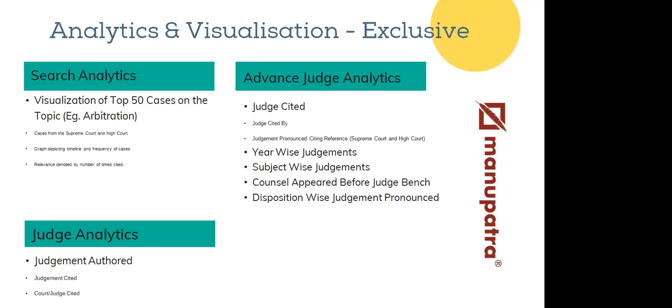disposition-wise judgments. Is he in the habit of disposing of most of the appeals? Does he give appeals more of a chance? All this kind of information that you wouldn't get otherwise, unless you do a complete study, which is not possible given the plethora of cases judges are involved in. All this information is very interesting, very relevant, especially going forward. You can easily see that through these features. So I'll just show this on the website.